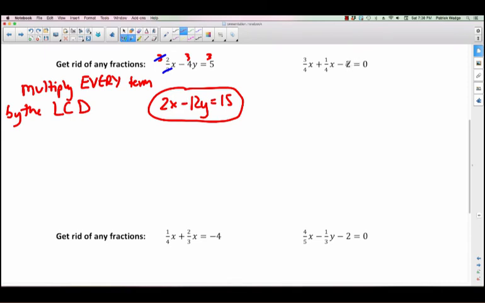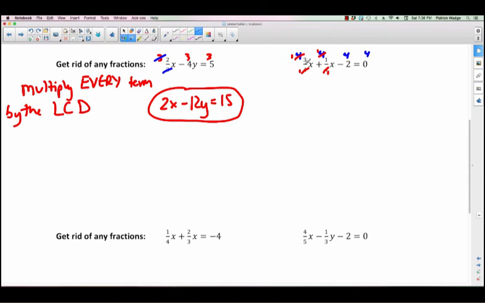Okay, here's another one. I want to get rid of the denominators. The only denominator I see is 4, so I'm going to multiply everything by 4. This one by 4, this one by 4, this one by 4, and this one by 4. Everything. So I'll know I've done it right if the fractions go away. No more denominators. So this 4 should cancel. Yep, it'll cancel with that 4. They both become 1s. This 4 should cancel. Yep, cancels with this one. They both become 1s. So now we're good to go.